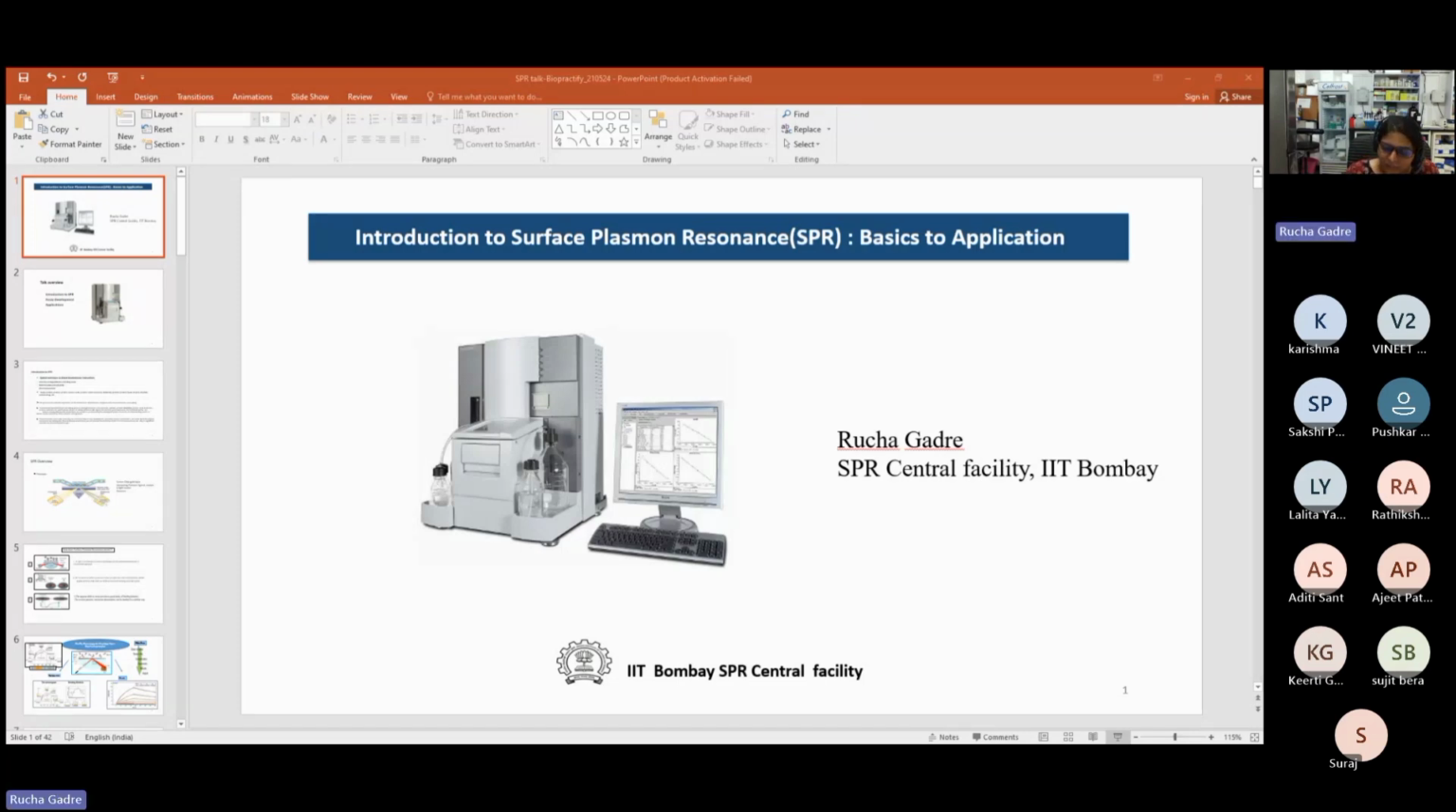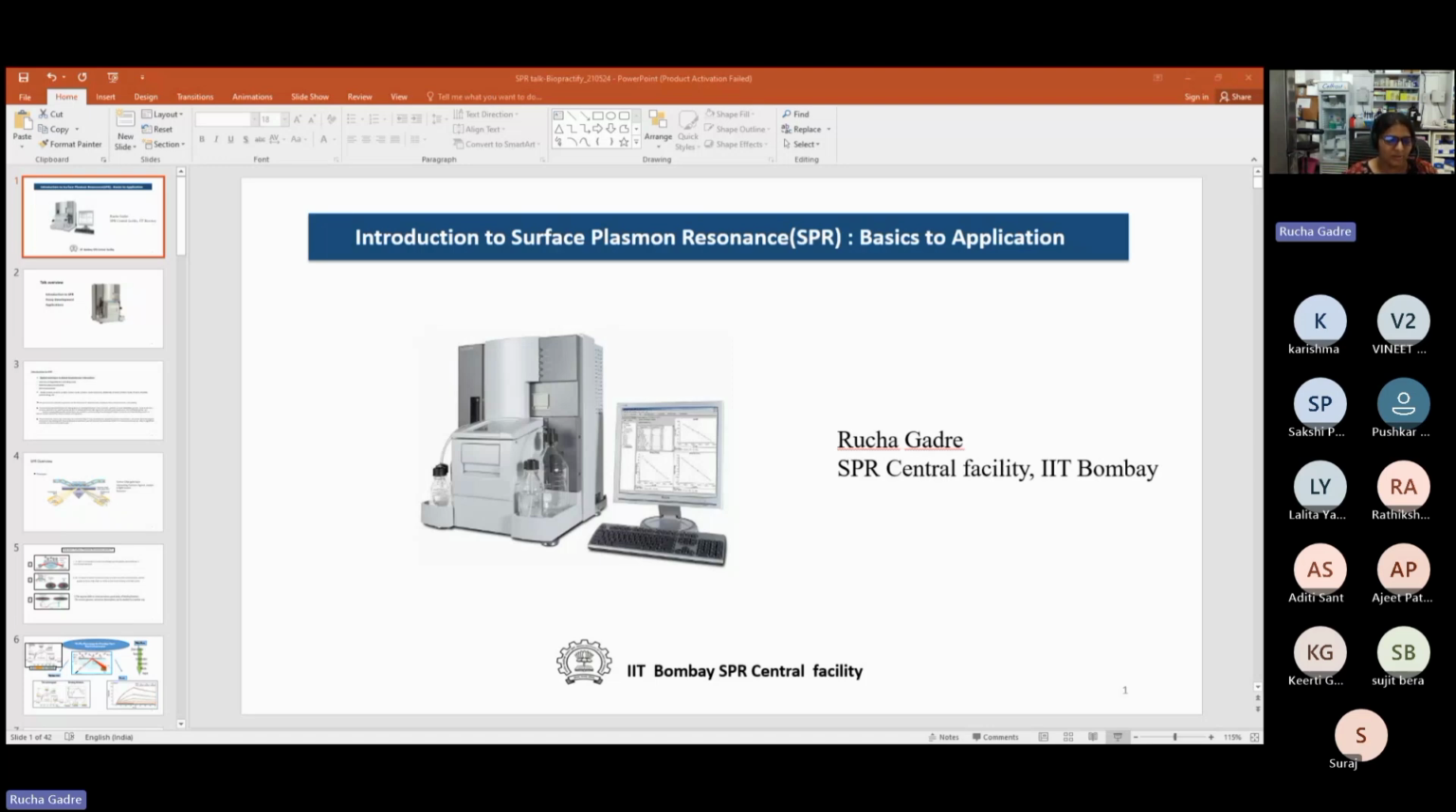Okay, so today I'll be presenting a talk on SPR, that is Surface Plasmon Resonance. What we will be covering is the introduction, assay development, and a few applications of it. So the introduction. Let's begin with what is surface plasmon resonance.